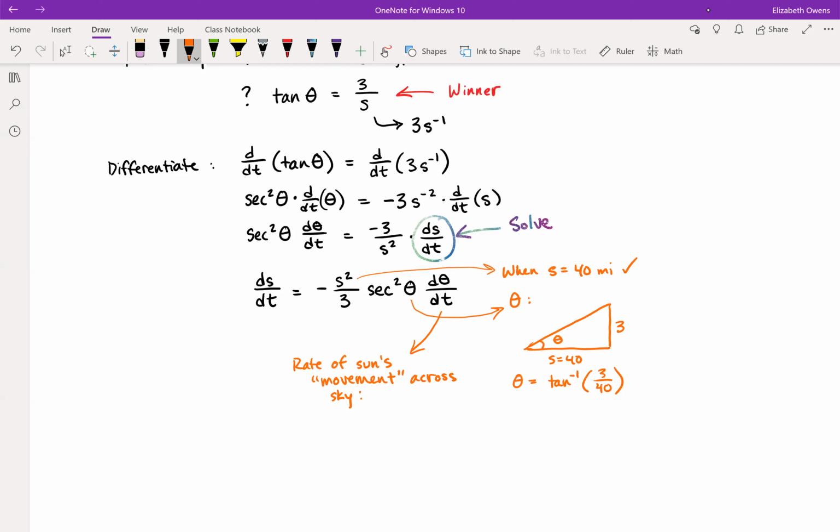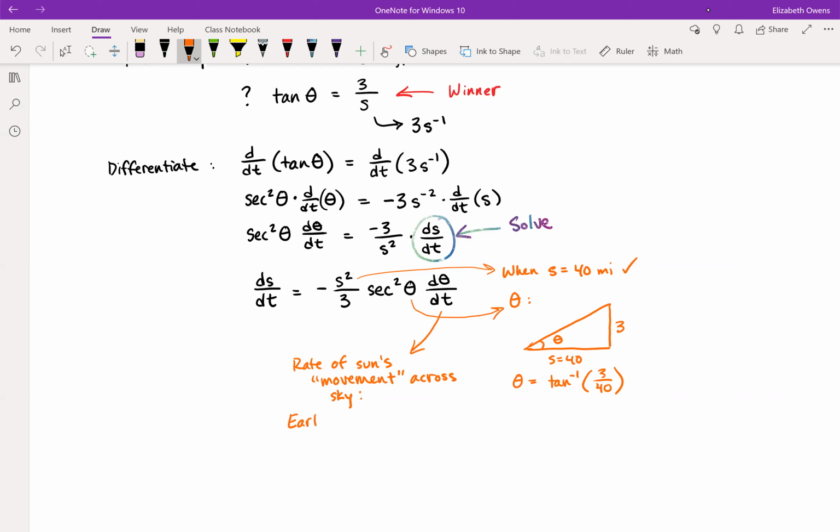So the sun is not actually moving. Let me make that clear. Don't call the physics department on me or something. We're moving. The sun is staying still, but it looks like the sun is moving. What is causing that movement again is the fact that we are rotating on our axis. And so the sun looks like it's moving.